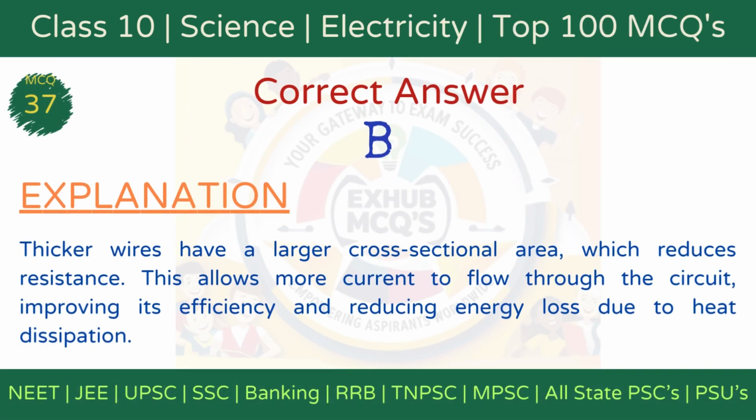The correct answer is option B, decreases resistance. Explanation: thicker wires have a larger cross-sectional area, reducing resistance. This allows more current to flow through the circuit, improving efficiency and reducing heat loss.